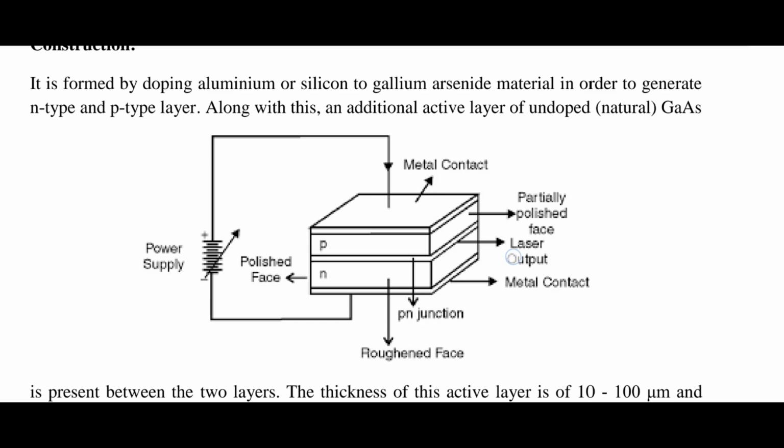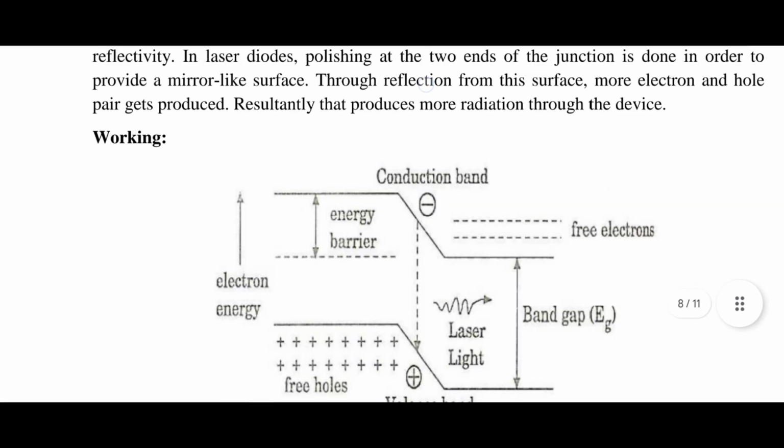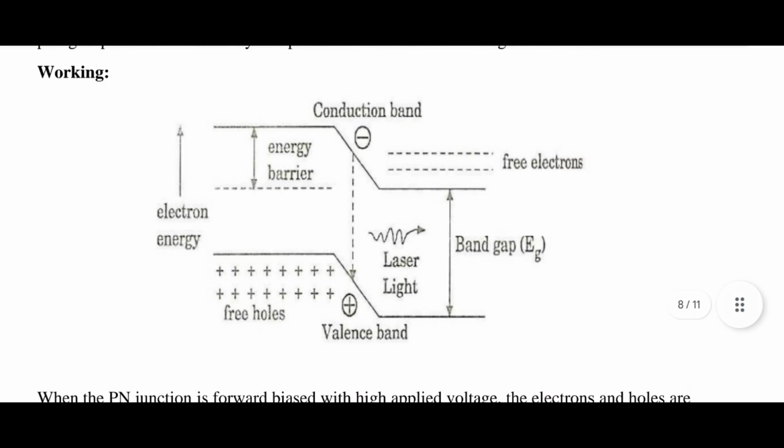The aim of sandwiching this layer between the p-n junction is, with the help of the power supply, to increase the electron hole recombination, resultantly increasing the emitted radiation. Output is taken from the active region. In laser diodes, polishing is done to provide mirror-like structures through reflection. With more electron hole recombination, more radiation can be obtained. Once again, we'll see the working.